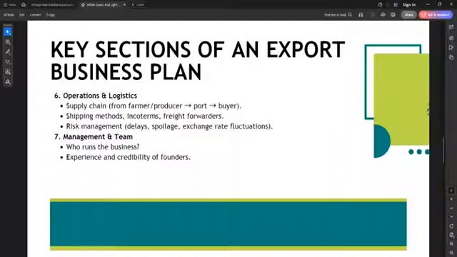Then risk management: delays, spoilage, exchange rate fluctuations. These are just some of the risks. And don't forget, while you are listing your risks, you also want to make sure that you put in ways to mitigate this risk. Ways to mitigate this risk, really important.